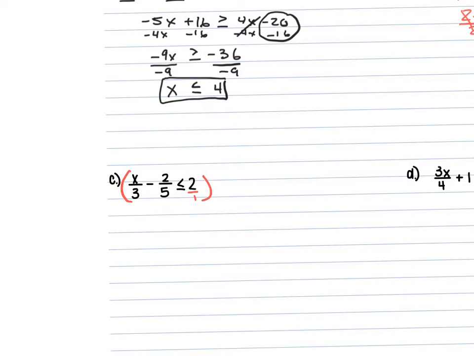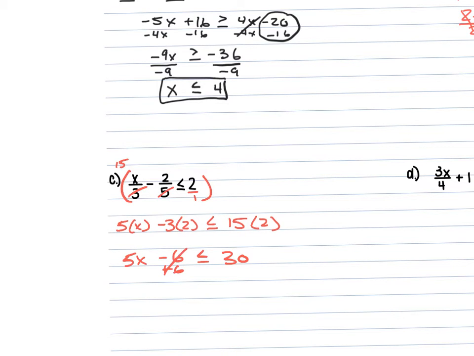I'm looking for something that they all go into. 15 would be a great number. 3 goes into 15 5 times, and we still have that x up there. 5 goes into 15 3 times, and we still have that 2 up there, is less than. 1 goes into 15 15 times, and there's still a 2 up there. So we get 5x minus 6 is less than or equal to 30.